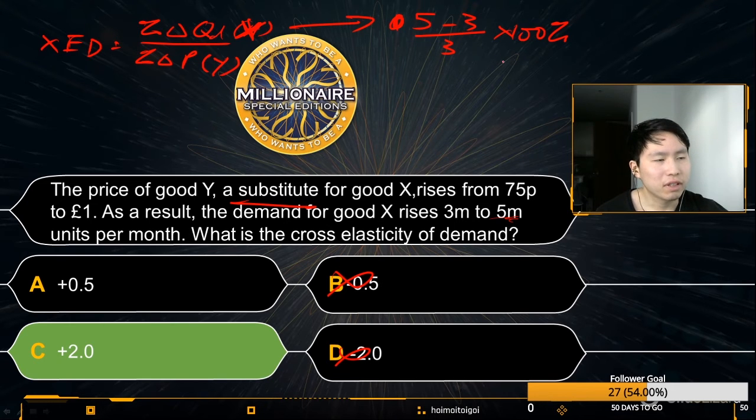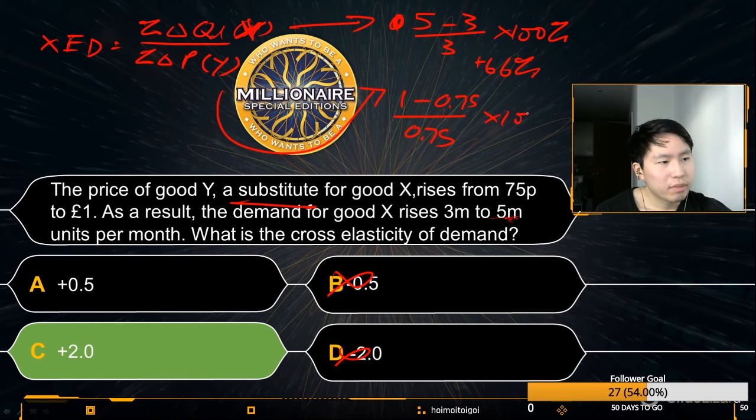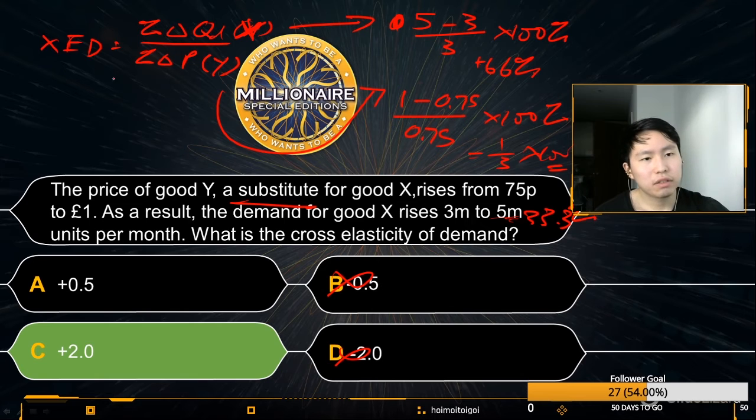We're going to get plus 66%. And for the percentage change in price, again, the new price is £1, minus the old price, 0.75, divided by 0.75, and we times it by 100% as well. We're going to get 1 over 3 times 100%, so that's going to be 33.33333%. Then the XED is going to be the percentage change in quantity demanded, which is an increase of 66%, divided by the increase in the price of good Y, which is plus 33%, and that's going to be plus 2. And that's why it's C.